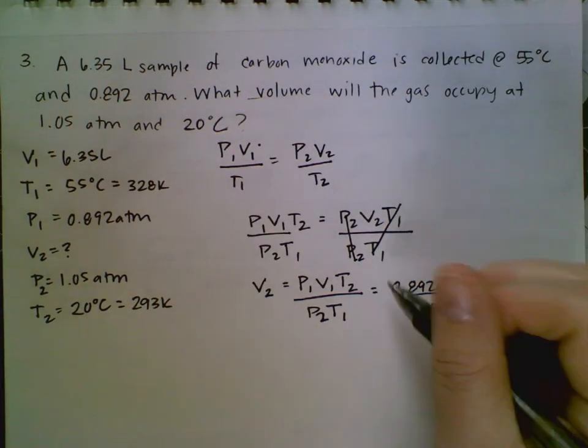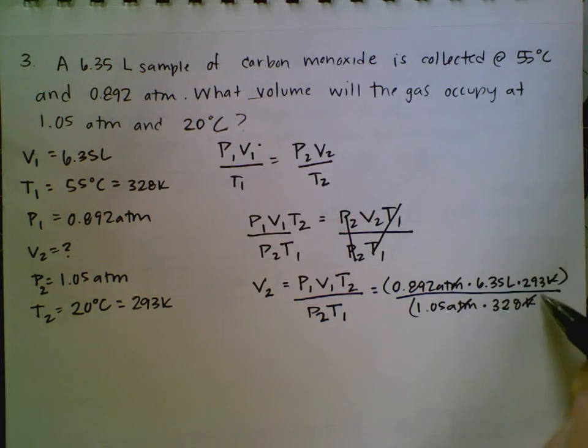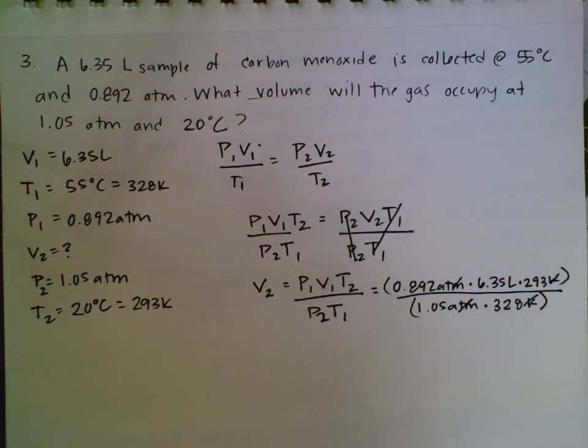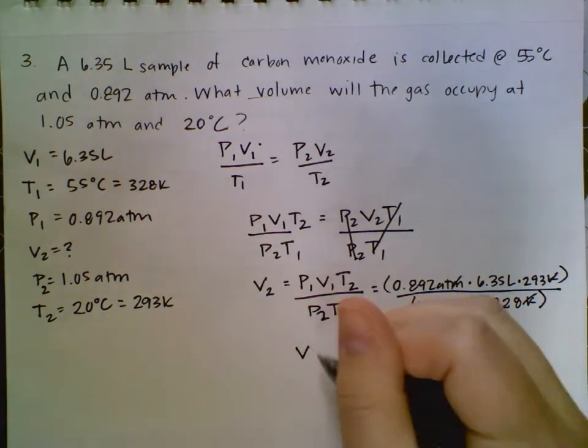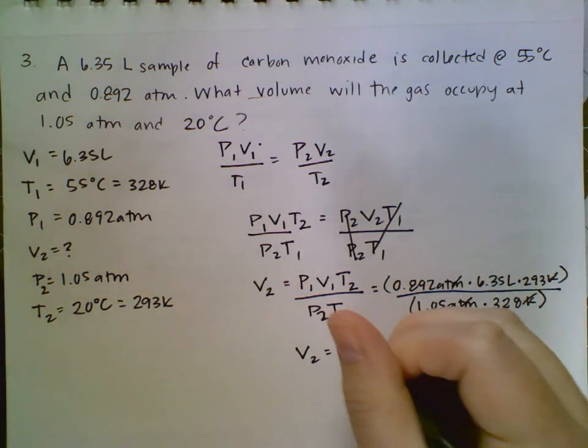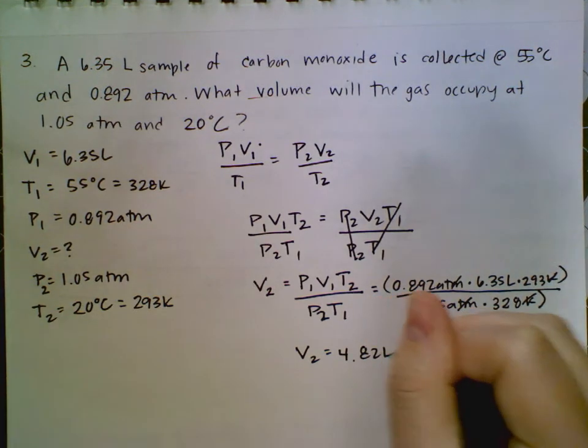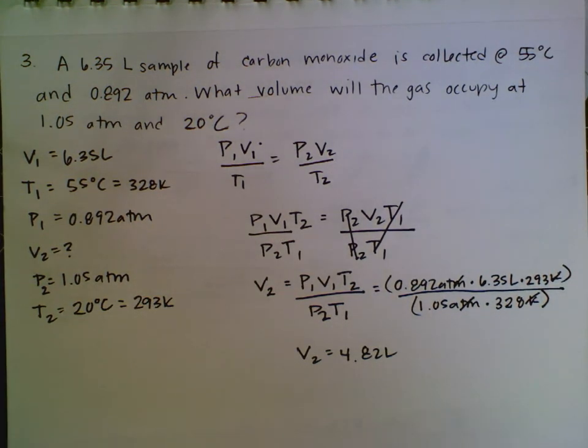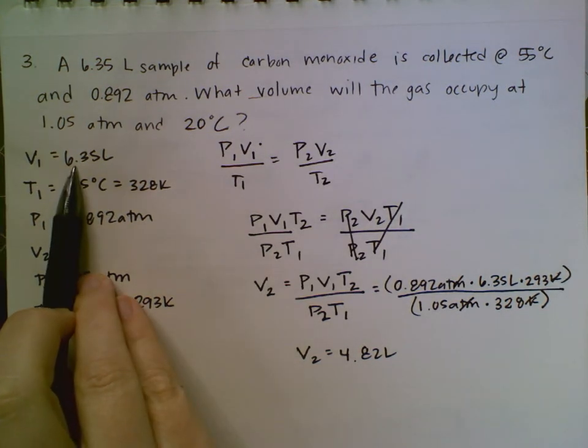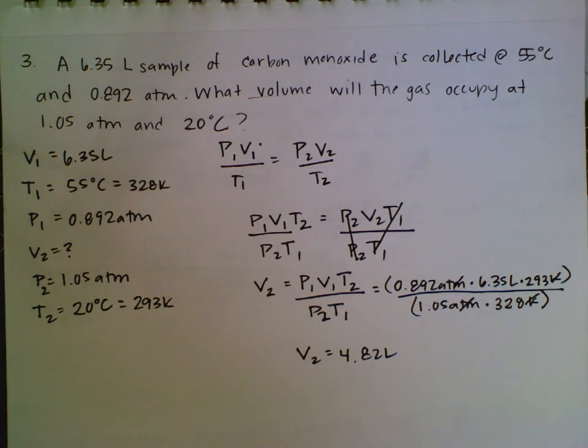When I put this into my calculator, I would strongly encourage you to parenthesize these because otherwise you could potentially screw up order of operations. And when it's all said and done, your V2 should be 4.82 liters. Now we talked at the very beginning of this how our conditions indicate that the volume should go down. And if you look, it went from 6.35 down to 4.82.